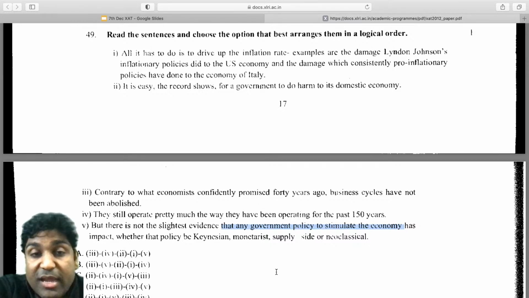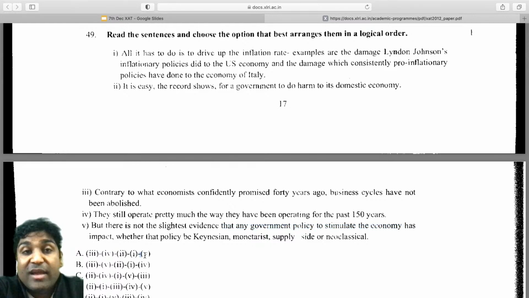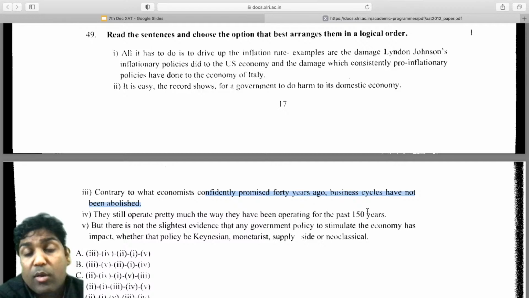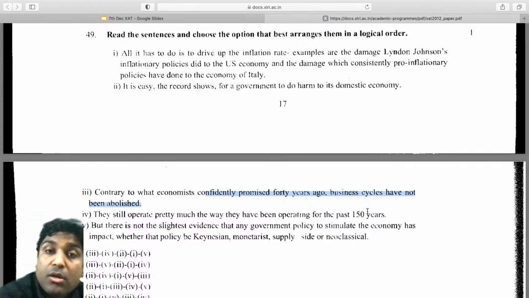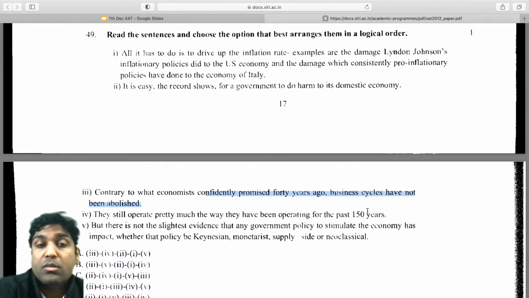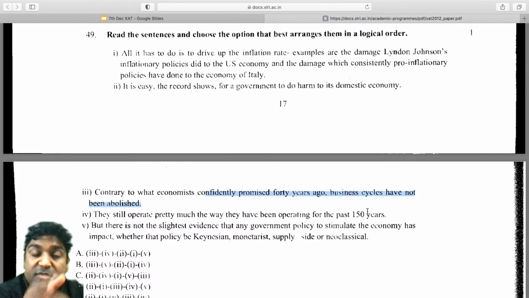In A, they have placed 5 at the very last, right? But 5 should come after 1, because only in 3 they are saying, contrary to what economists confidently promised 40 years ago, the business cycles have not been abolished. And before that, but there is not the slightest evidence that any government policy to stimulate the economy has impact, whether that policy is Keynesian, monetarist, supply side, or neoclassical. 4 says they operate pretty much the way they have been operating for the past 150 years. So in this way, E is the right option.